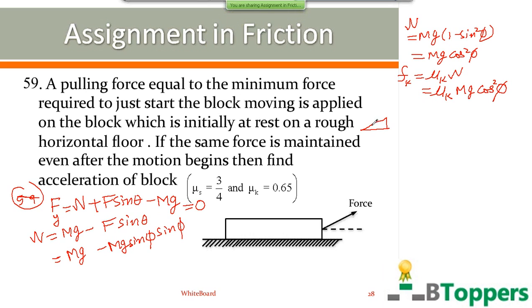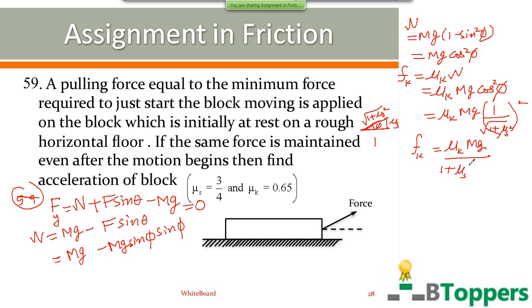I have constructed a right angle triangle. Look at the same triangle: tan phi is μs by 1. So cos phi can be written as 1 by root of 1 plus μs square, since in the right angle triangle, cos phi equals the length of the side adjacent to phi divided by the length of the hypotenuse. That's the value of cos phi. So the magnitude of kinetic friction of the block during the motion is equal to μk mg by 1 plus μs square.